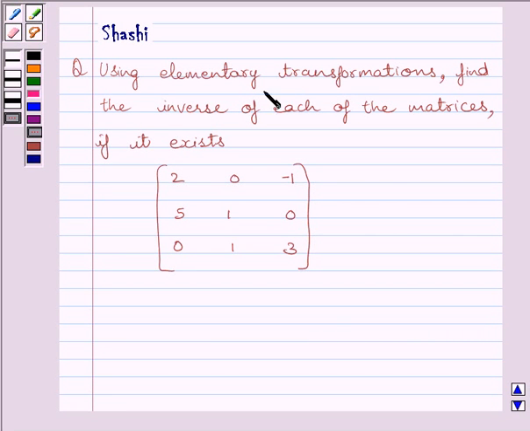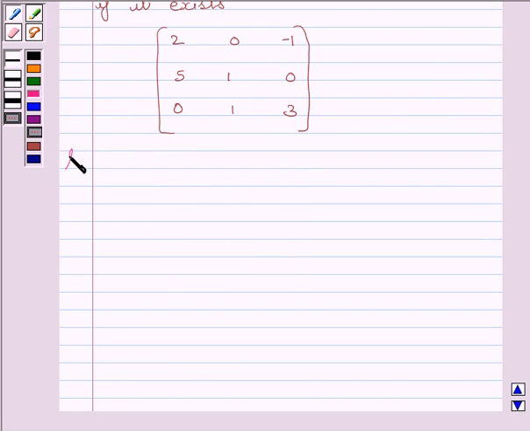Question is, using elementary transformations, find the inverse of each of the matrices, if it exists. The given matrix is [2, 0, -1; 5, 1, 0; 0, 1, 3]. Let us now start with the solution.